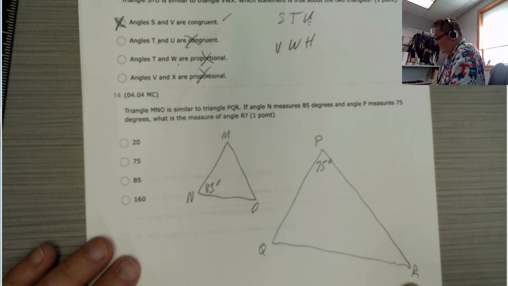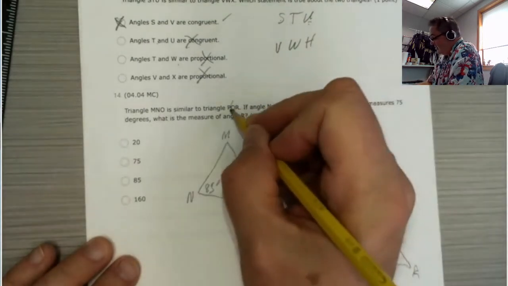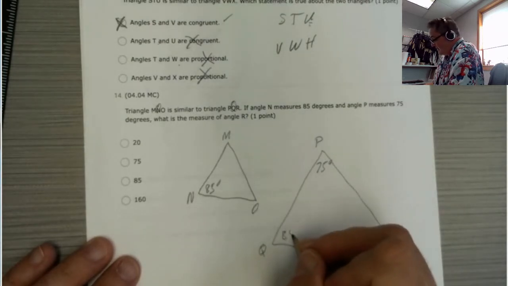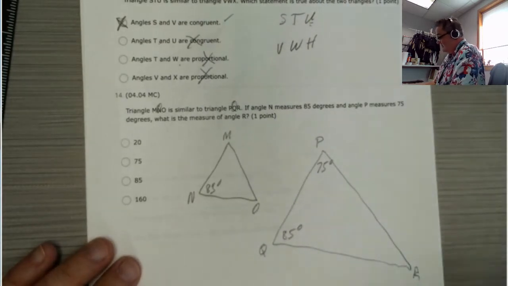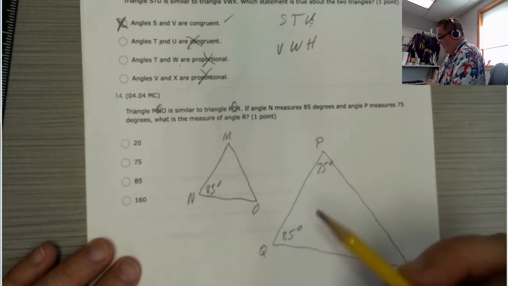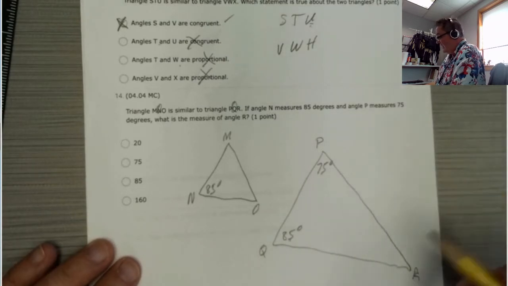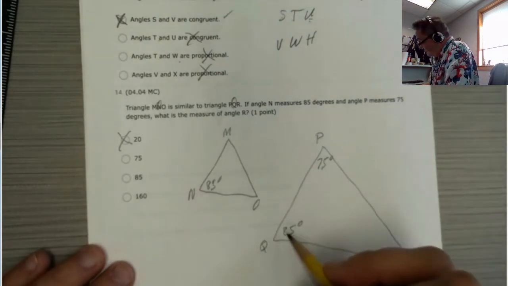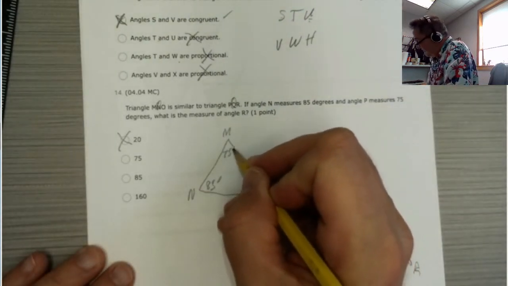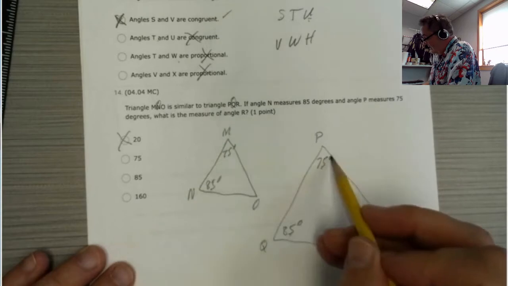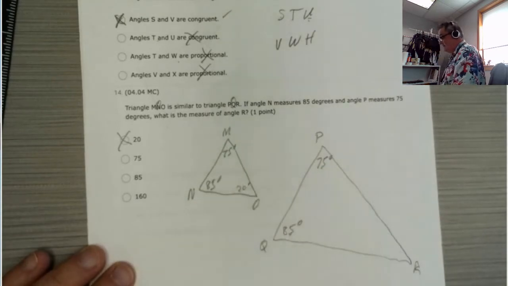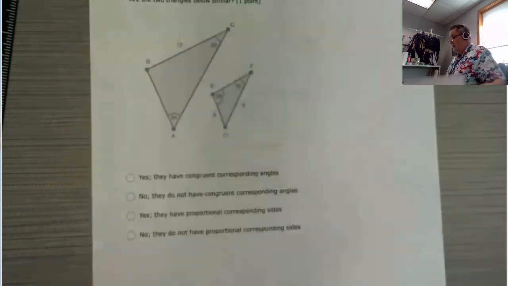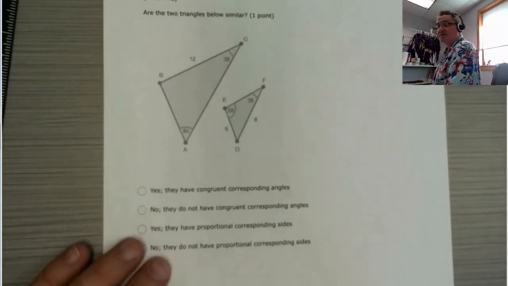Knowing what we know, since Q and N are the same angle, this has to be 85 degrees also. And since now we have two angles, 85 plus 75 is 160. It has to be 180. Last one has to be 20. By the same token, we know this one has to be 75 because it's the same as P. And so that has to be 20 as well, because it's the same as R. 20.